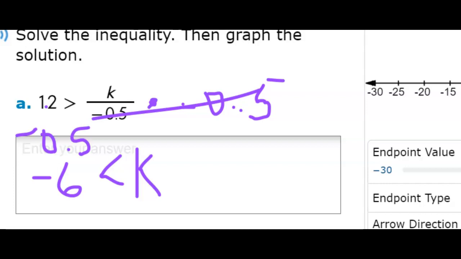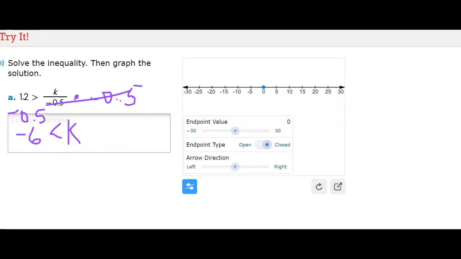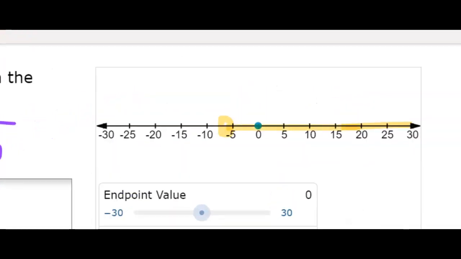Now we need to graph the inequality. We do not have that line that indicates being equal, so we're going to, excuse me, find -6. -6 will be closer to this -5, and we're going to have an open circle here, and then it is k is greater than -6, so our arrow is going to go this direction to indicate all of those numbers greater than -6 will be a solution to that inequality.